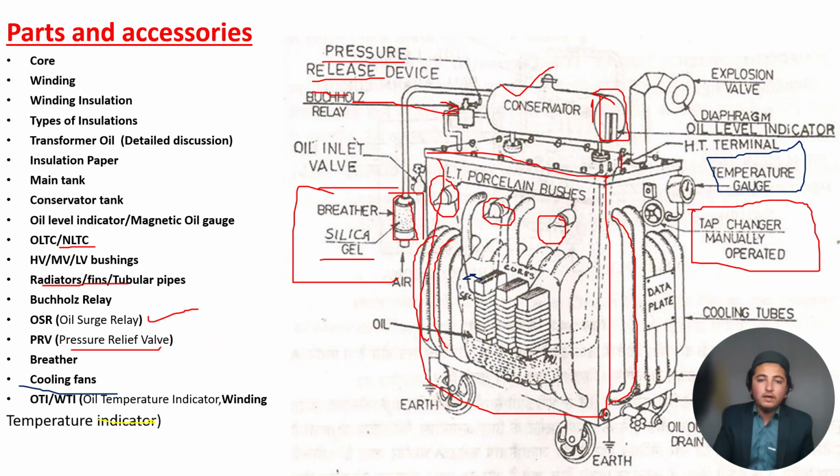This is the winding temperature indicator, and this is the explosion valve, to which we give air, which helps in air release. The next one is the oil inlet drain. Through this we take out oil from the transformer.